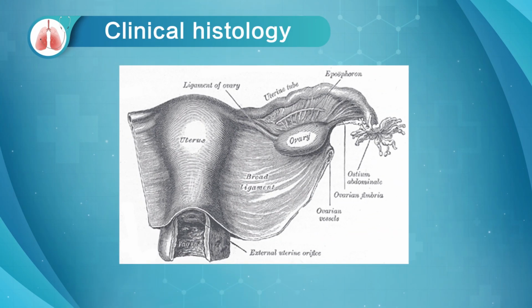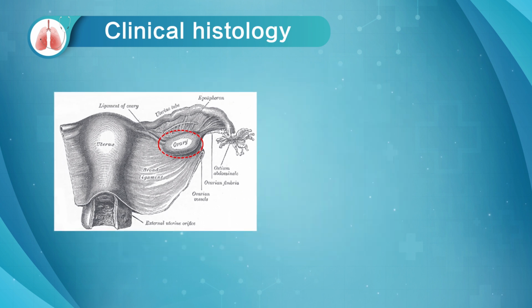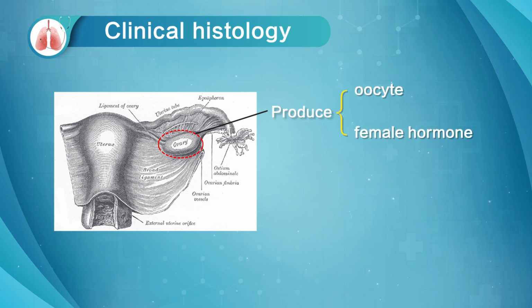Shown in this picture are the organs of the female reproductive system. The ovary is the female gonad with two functions: production of oocytes and the secretion of sex hormones. In the female pelvic cavity, the ovary is attached to the broad ligament, through which vessels and nerves pass to and into the hilum of the ovary.